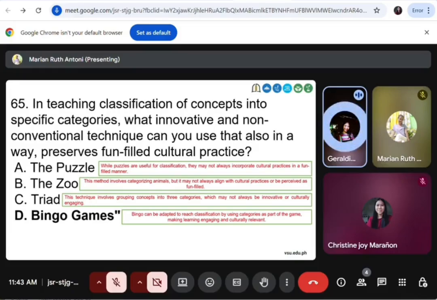It's because while puzzles are useful for classification, they may not always incorporate cultural practices in a fun-filled manner. Why not letter B, the zoo? It's because this method involves categorizing animals, but it may not always align with cultural practices or be perceived as fulfilled. Why not letter C, which is trade? It's because this technique involves grouping concepts into three categories, which may not always be innovative or culturally engaging.